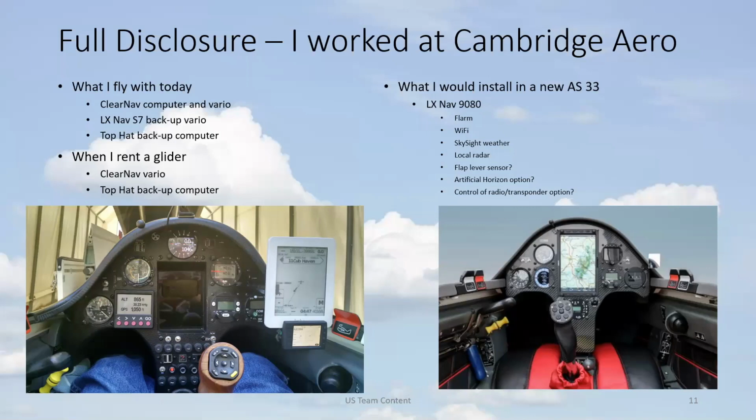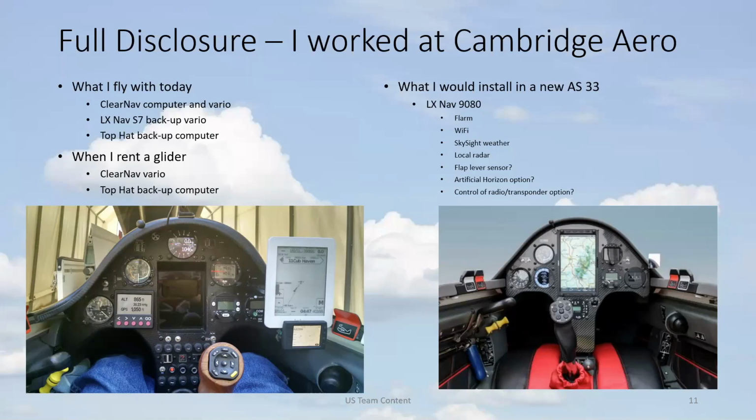But what I fly with today, and that's on the left, is the picture of my panel. I have a LXNav, I think they call it an S7 now. It was a V7 when I bought it, which is an integrated Vario and glide computer.